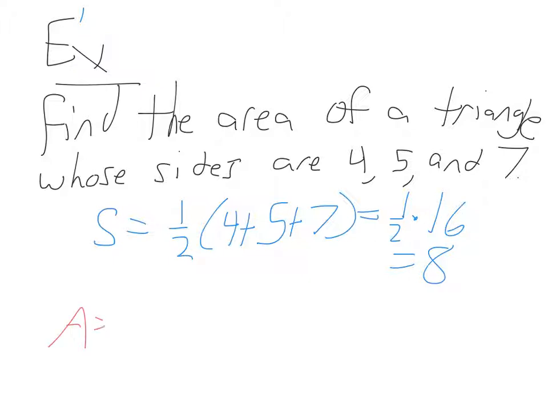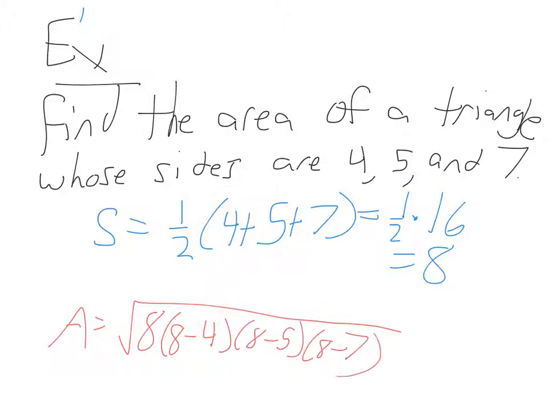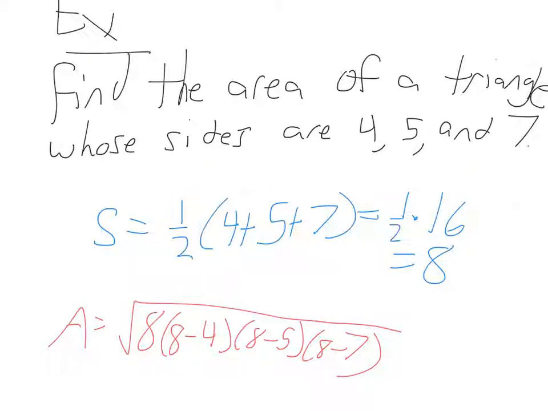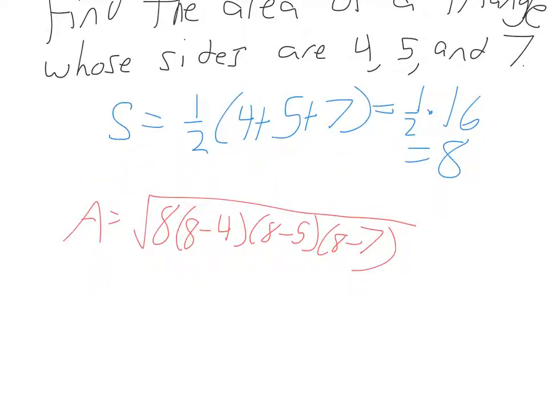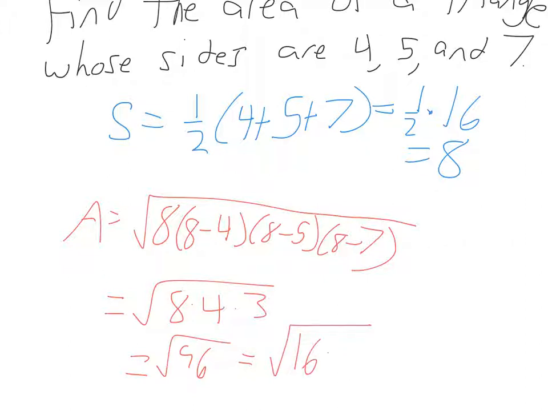So now your area would be the square root of 8 times 8 minus 4 times 8 minus 5 times 8 minus 7. That would just be equal to the square root of 8 times 4 times 3, which is the square root of 96. If you want to factor it down, that's the square root of 16 times 6. The square root of 16 is 4, so the exact answer is 4 times the square root of 6 square units.